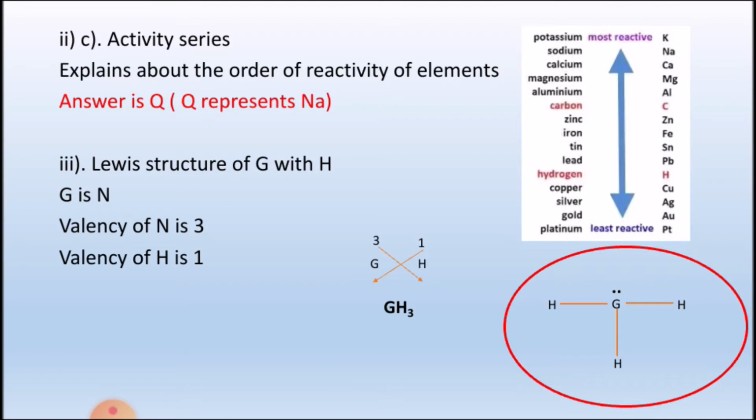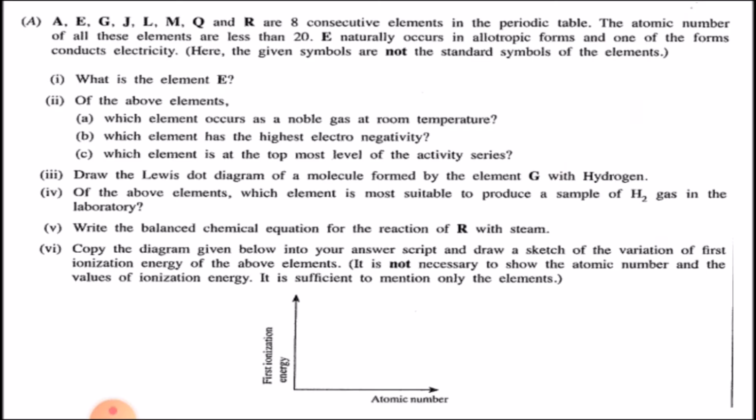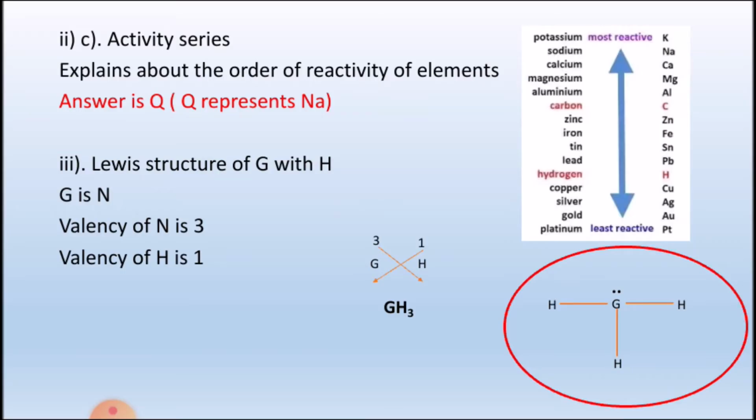Then question number 3 says, draw the Lewis dot diagram of the molecule of the element G with hydrogen. G actually represents nitrogen. So in order to draw the diagram, even though we don't know the exact structure of a molecule, we can get an idea from these things.